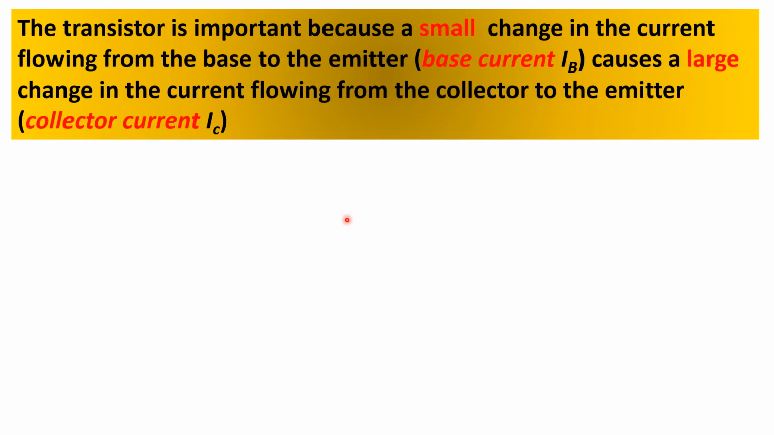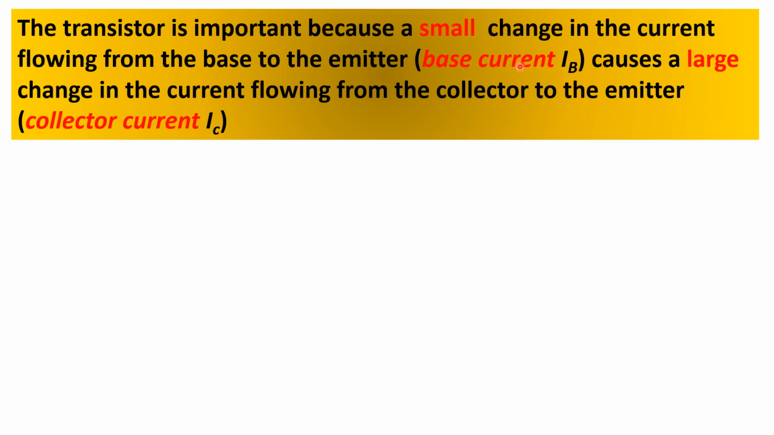Before we move on to question number 2, we'll first describe what we said earlier, that it is the base that controls the current in the collector region of the transistor. So the transistor is important because a small change in the current flowing from the base to the emitter, we call it the base current, represented by I sub B, right? We call it the base current.